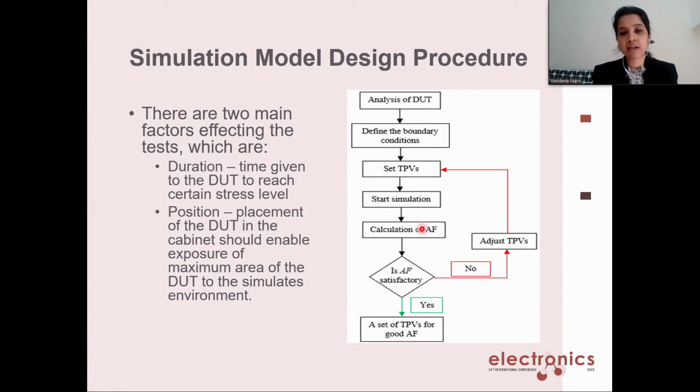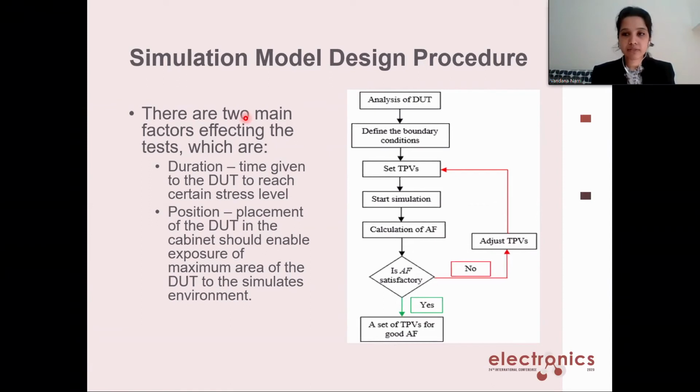After setting these test parameter values, we run the simulation and record the results from the DUT. And from the results, we calculate the acceleration factor. Once we calculate the acceleration factor, if it is satisfactory, then we perform our experiment in the lab with the test parameter values that we are satisfied with. If not, then we adjust the test parameter values accordingly, and then we run the simulation again.